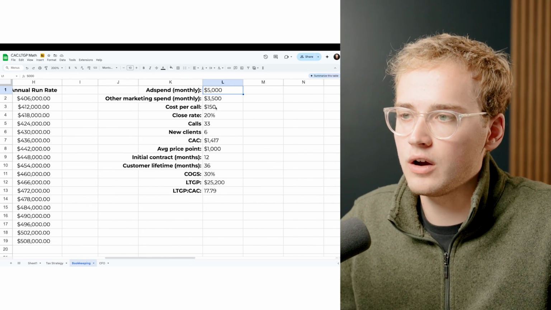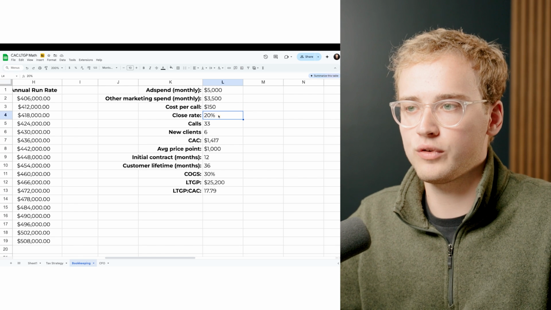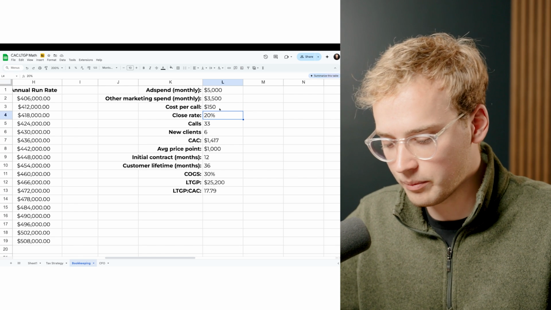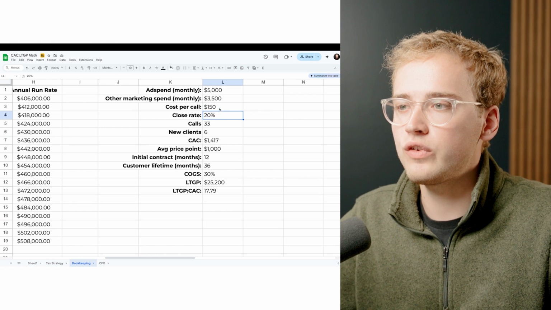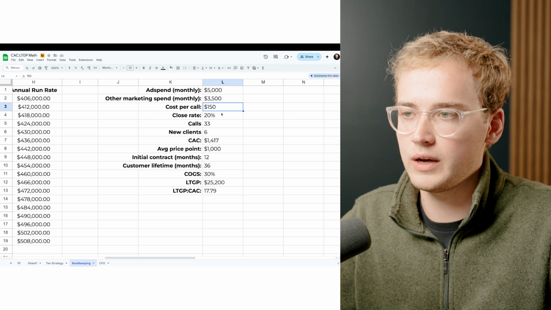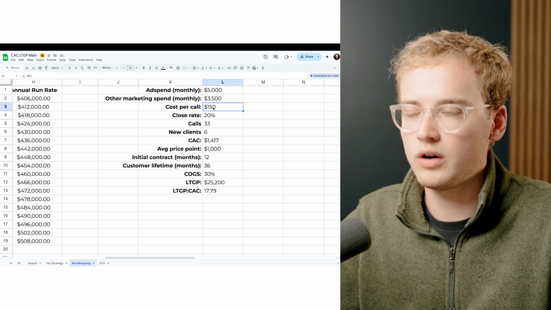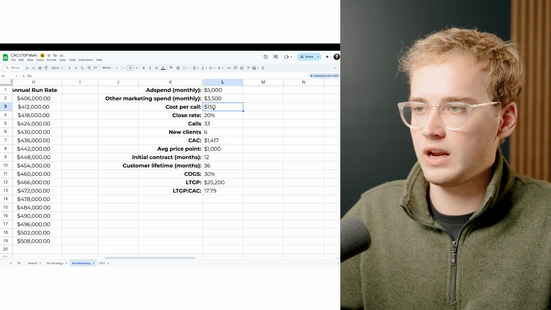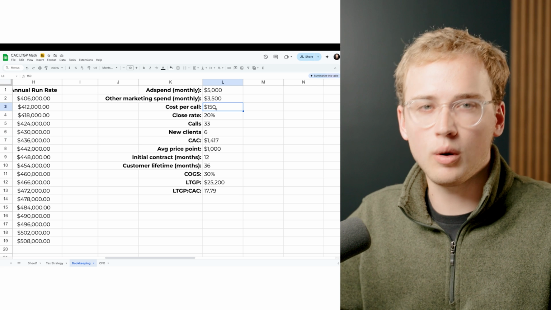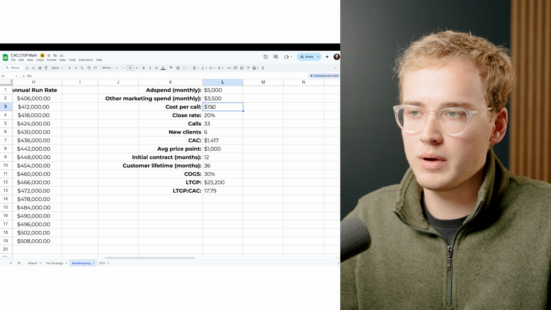So the reason I pick $150 cost per call and a 20% close rate is because these are kind of like the bare minimum, right? So most of our clients see closer to anywhere from a $50 to $100 cost per call, very much depending on their niche and their offer. But, ballpark, we can usually get this down by about 30%.